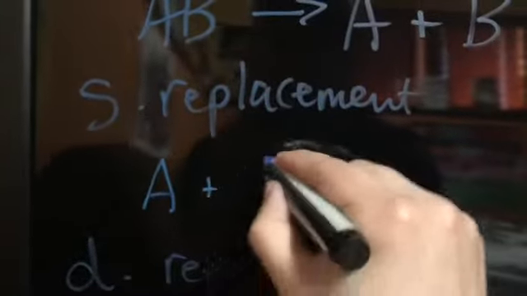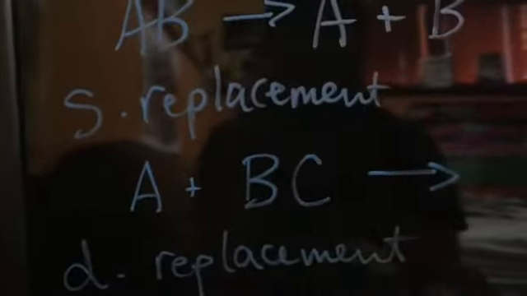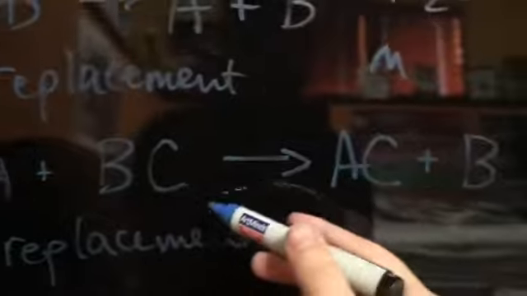The next one is the single replacement or the single displacement, whatever you want to call it. It looks sort of like this. We have an element plus a compound, and what's going to happen is the A and the B are going to switch places. So we're going to end up with something like that, and then B is just going to be an element on its own. So we have an element plus a compound, they're going to switch into a different compound plus an element.